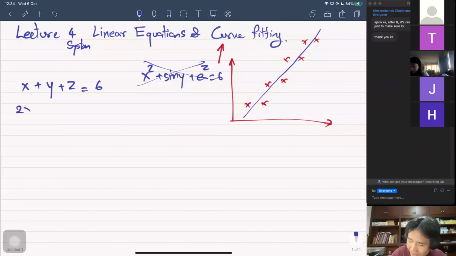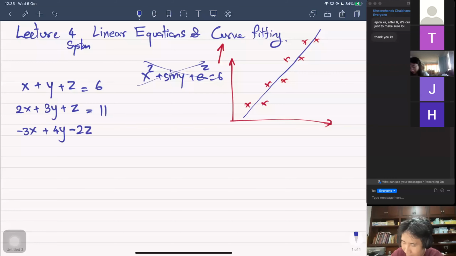And then you have 2x plus 3y plus z, that is equal to 11. And maybe you have the other one, which is minus 3x plus 4y minus 2z, and that is... so far so good, right?